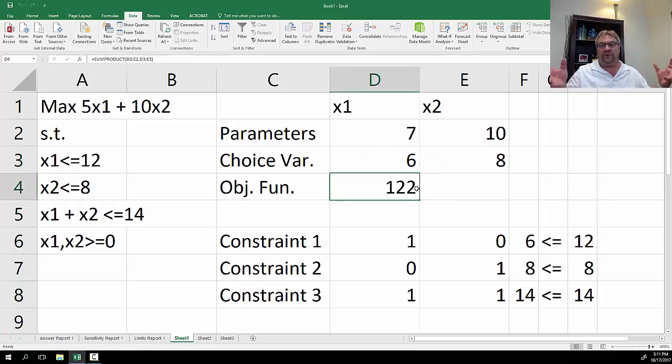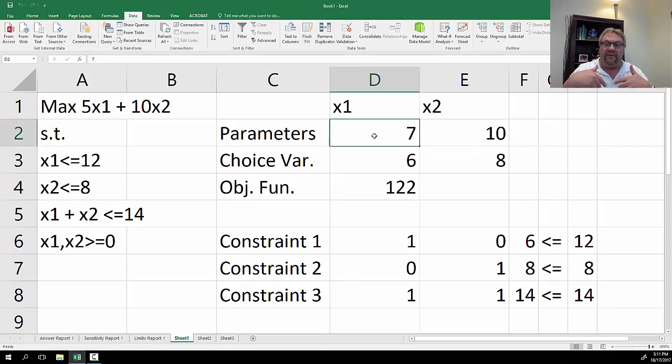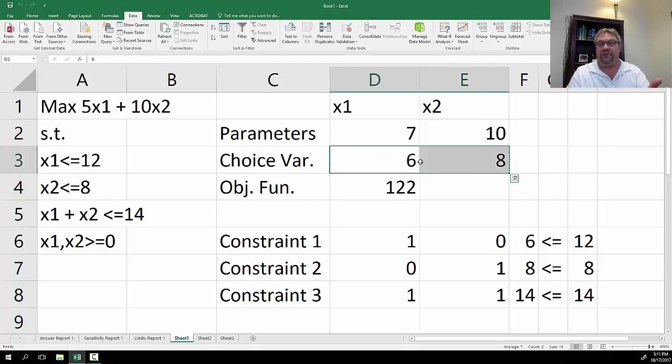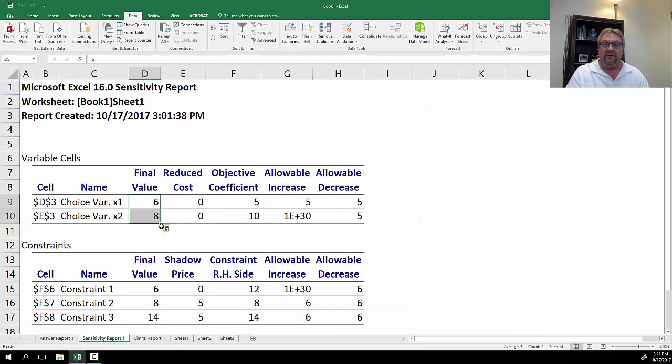It is true, of course, that the objective function itself is going to change, but that's because this changed. My profit has to go up, I'm getting more dollars per profit for X1. So yes, this is going to change, but my production plan did not change. That is what these are telling you, okay?